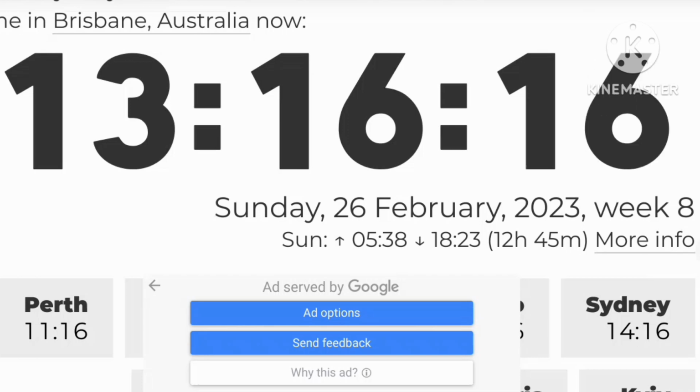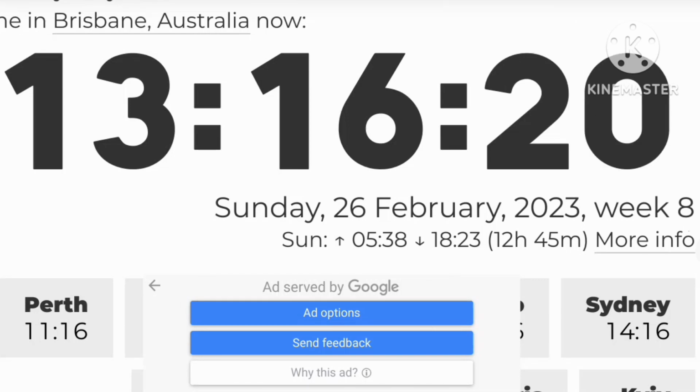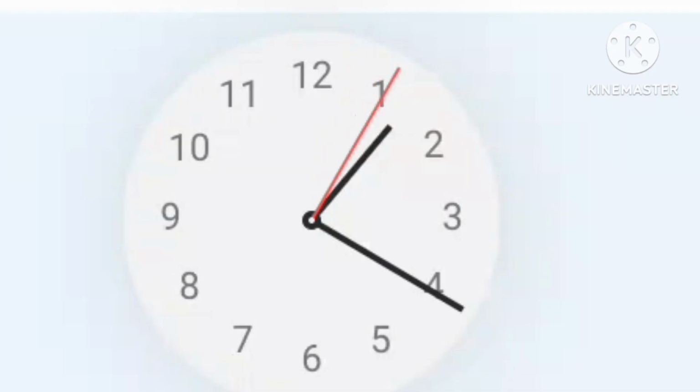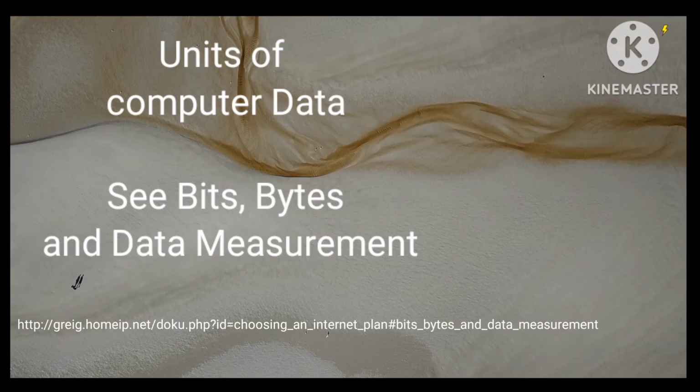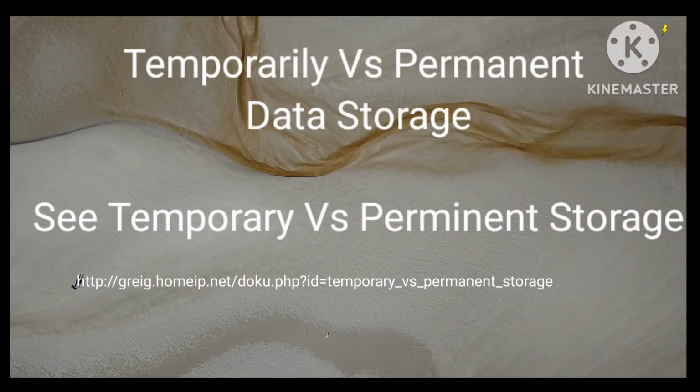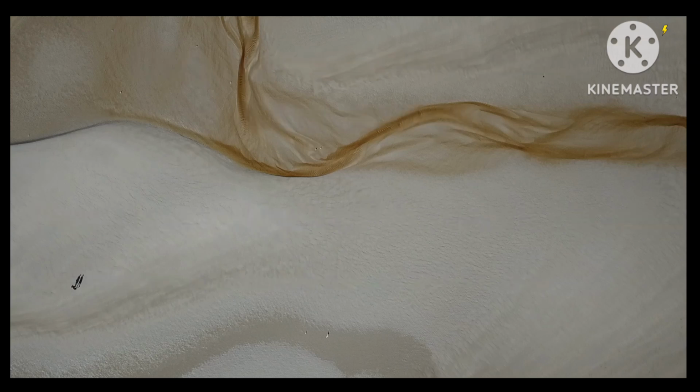An analogy can be seen in the difference between an analog clock face as opposed to a digital clock face. Usually a digital clock face will only show numbers representing hours, minutes and seconds, whereas an analog clock face will have hands pointing against a dial with numbers shown on it that represent hours, minutes and seconds. Units of computer data: see bits, bytes and data measurement. Temporary and permanent data storage: see temporary vs permanent storage.